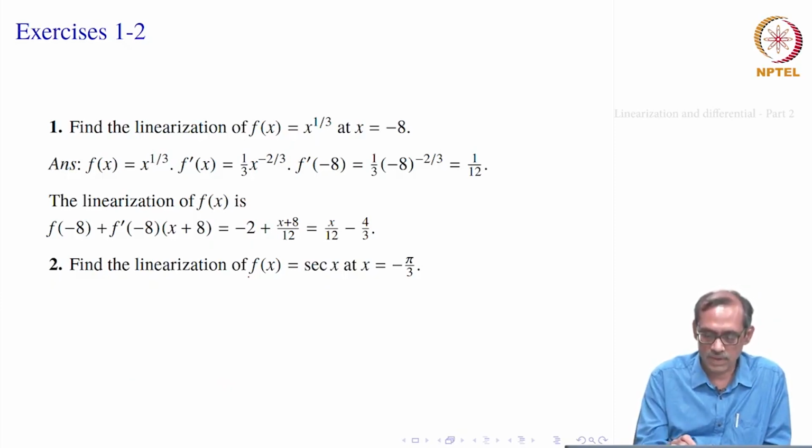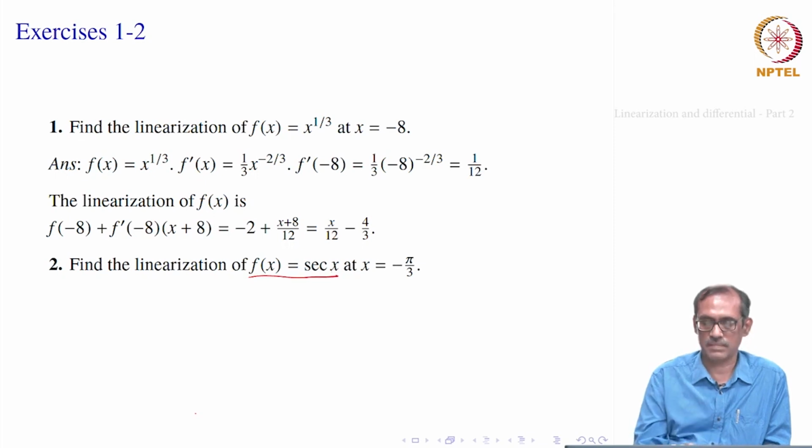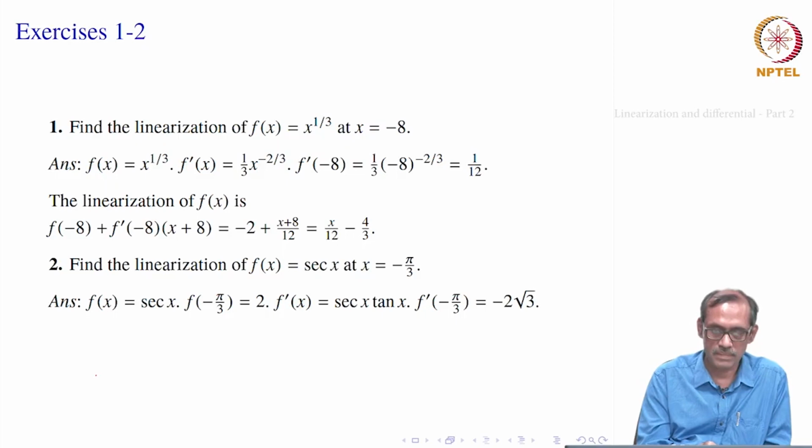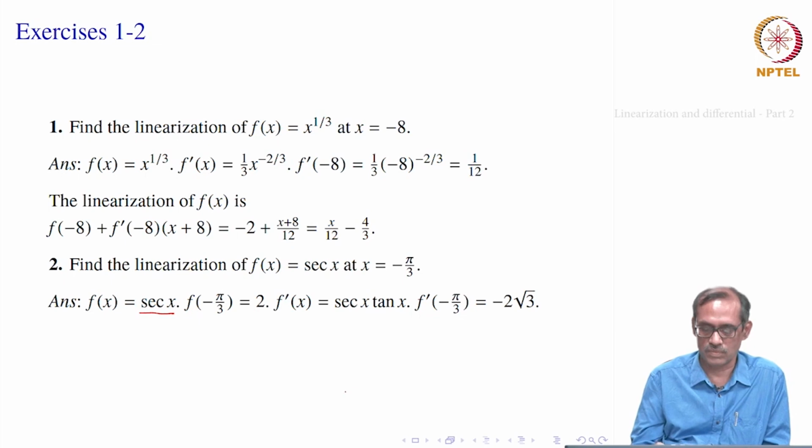Here we have the function f of x equal to secant x, and we want to find its linear approximation at x equal to minus pi by 3. Again we proceed the same way, f of x equal to secant of x. So, f at minus pi by 3 is 2. Okay. Now, we go for differentiation. So, the derivative of secant x is secant x into tan x, and we evaluate that at minus pi by 3. So, secant of minus pi by 3, tan of minus pi by 3, secant is positive, tan is negative. So, that gives minus 2 root 3.